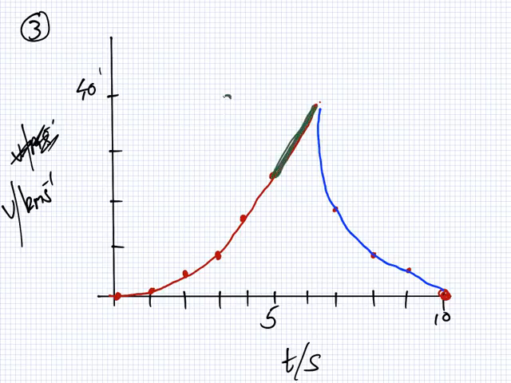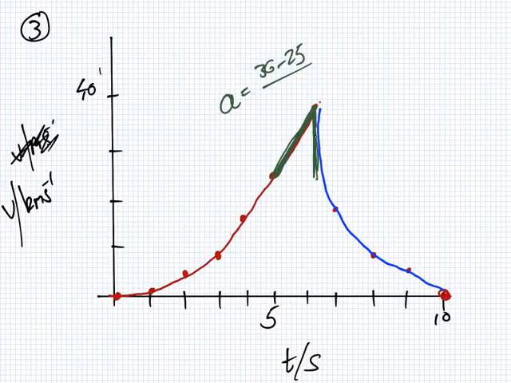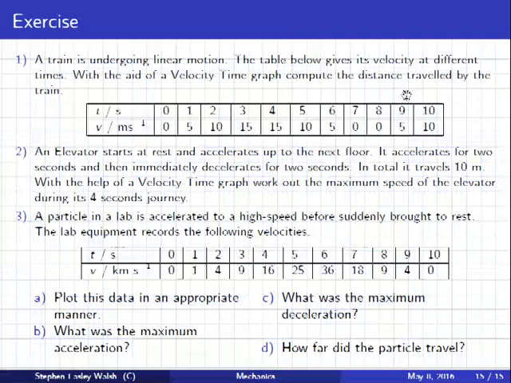So the slope here is the change in the velocities. That's 36 minus, what's the height here? 36 minus 25. And then the base is 1. So what's that, 11? 11, yeah. So the maximum acceleration is 11 meters per second squared.